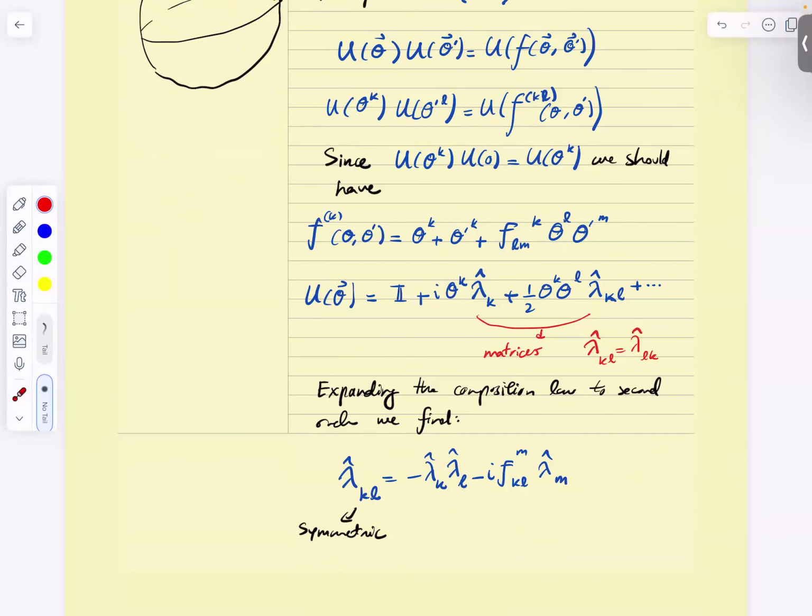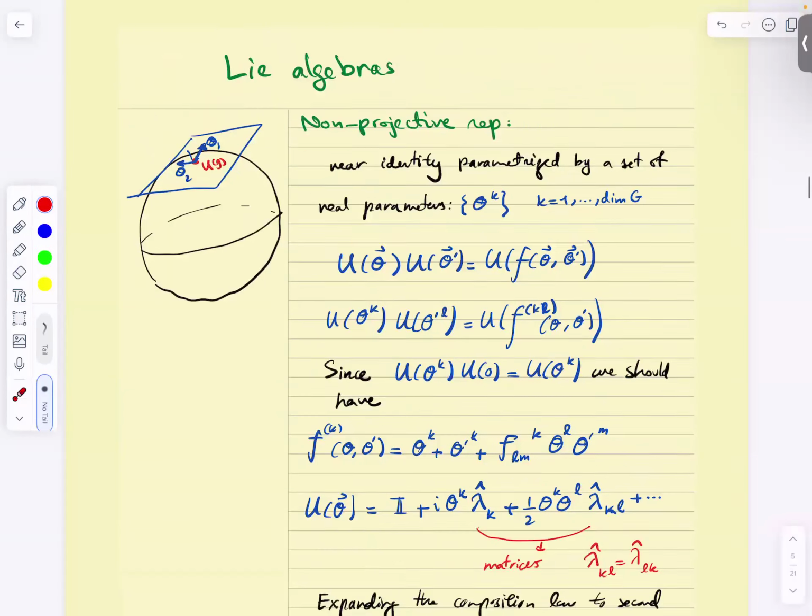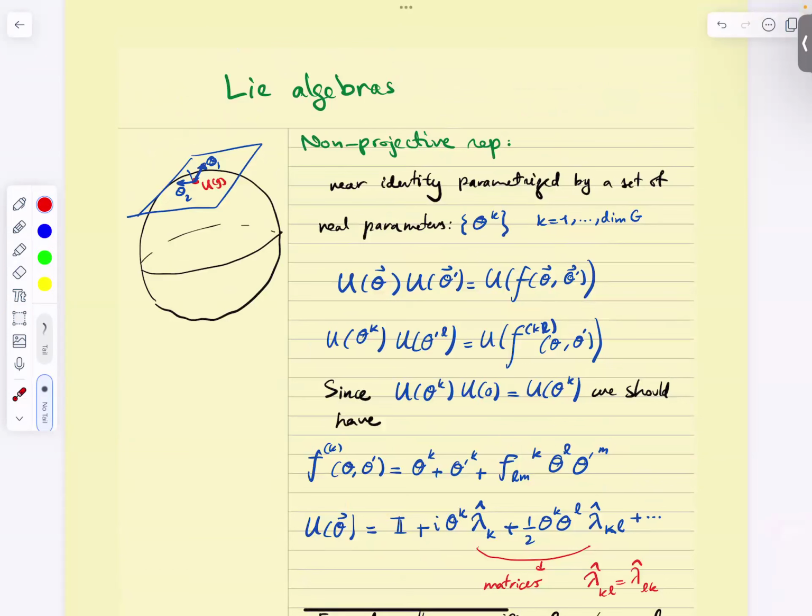Okay. One question, sorry. How does the fact that u of theta k times u of 0 is equal to u of theta k induce the form of f?